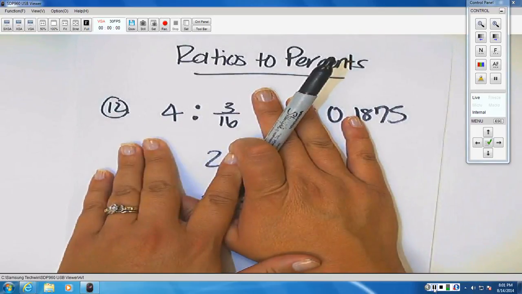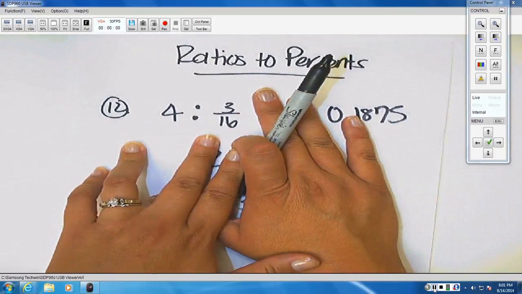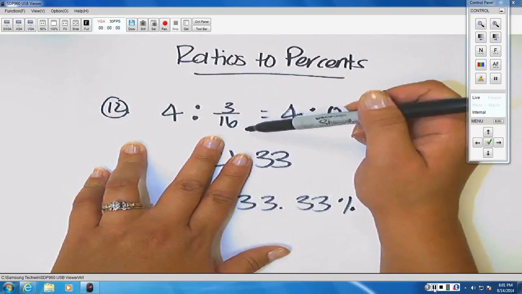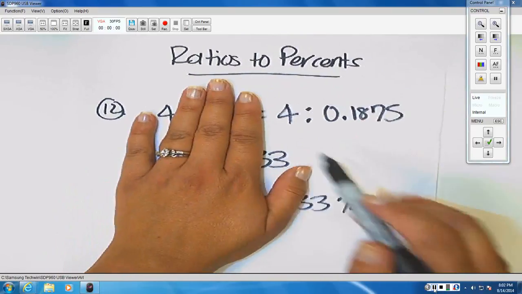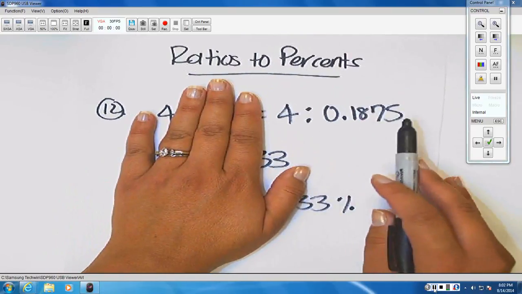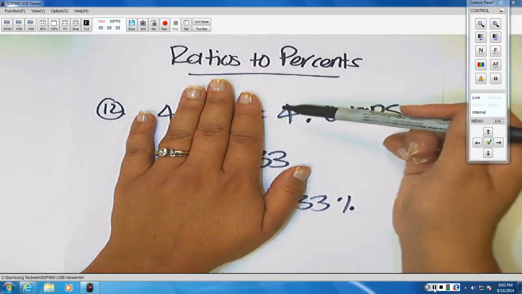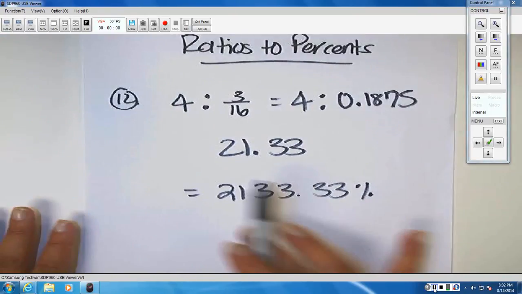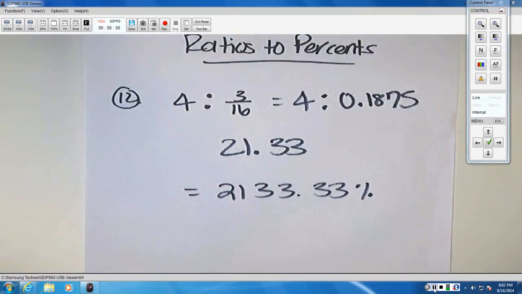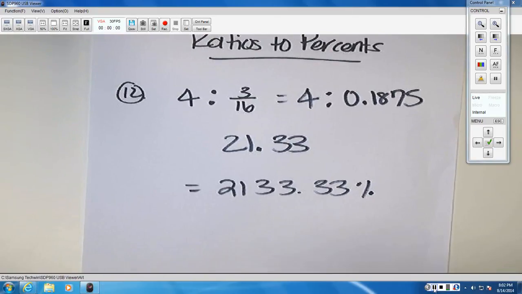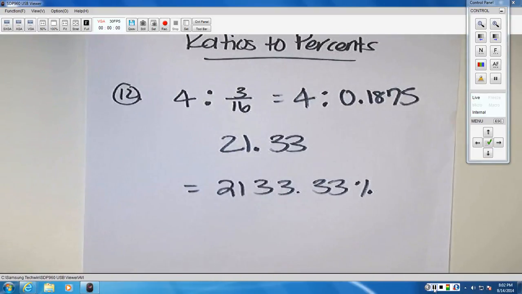Okay, so this was my original problem. I already had a whole number over here. I just needed to get rid of this fraction. And I turned it into a decimal by taking 3 and dividing it by 16. So this was my new one. I had 4 is to 0.1875. To get that into a single decimal, I divided my first number by my second number, and I ended up with 21.33. And then to get my percentage, I multiplied that by 100 and ended up with 2,133.33%. And that would be my final answer. And again, I would probably just drop that off at the hundreds place. So anyway, that is ratios in a nutshell.